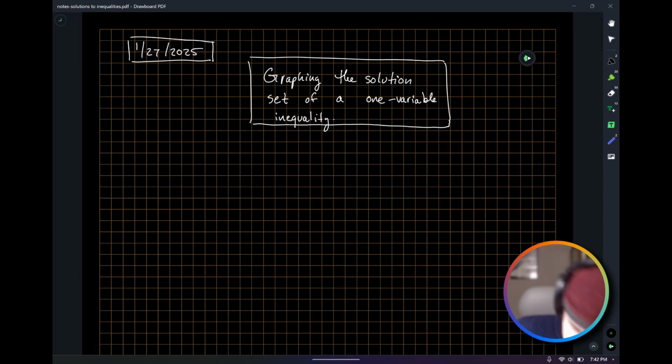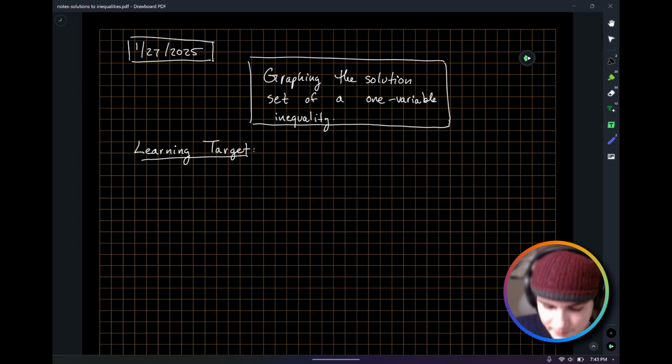Solution set. Sounds so fancy. But just like we were solving equations where the solution set was one value for a variable x that satisfied the equation, inequalities are a little bit different. Because you're comparing a variable to a value, there are many solutions to an inequality statement. So we can represent those solutions with a graph. That's our learning target for today. Learning target. Let's write that down as well.